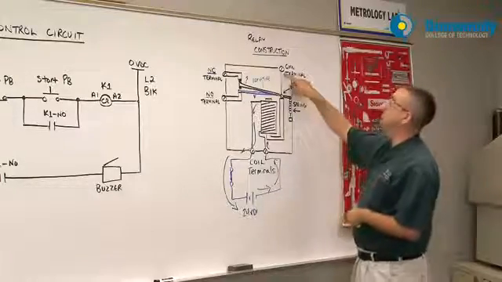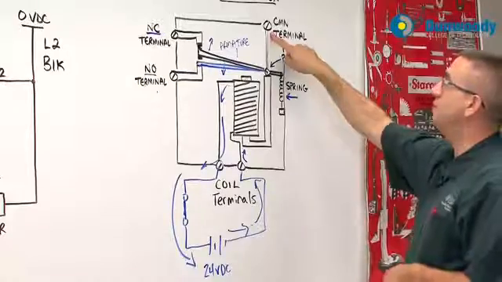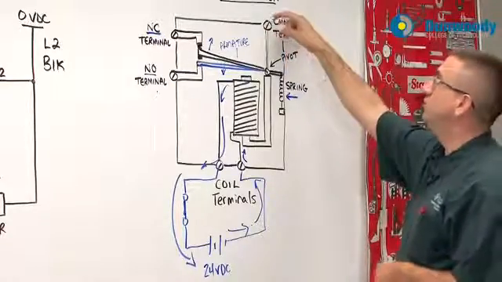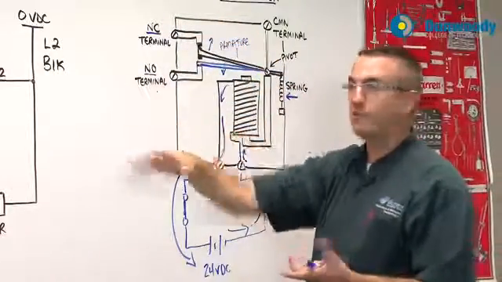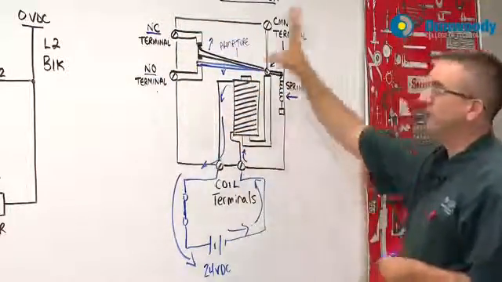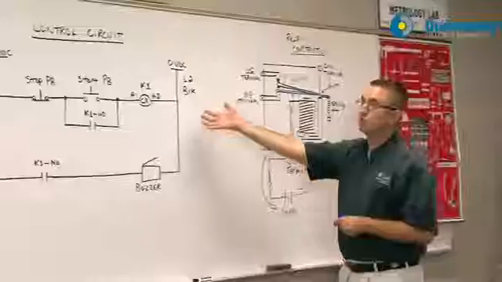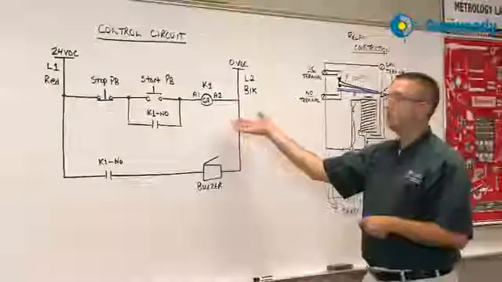There's also a common terminal up here. The common terminal is a point where I can wire to deliver power through a contact to a control device. So this is the basic relay construction. Let's move over to a control circuit and look at how this works in real life.